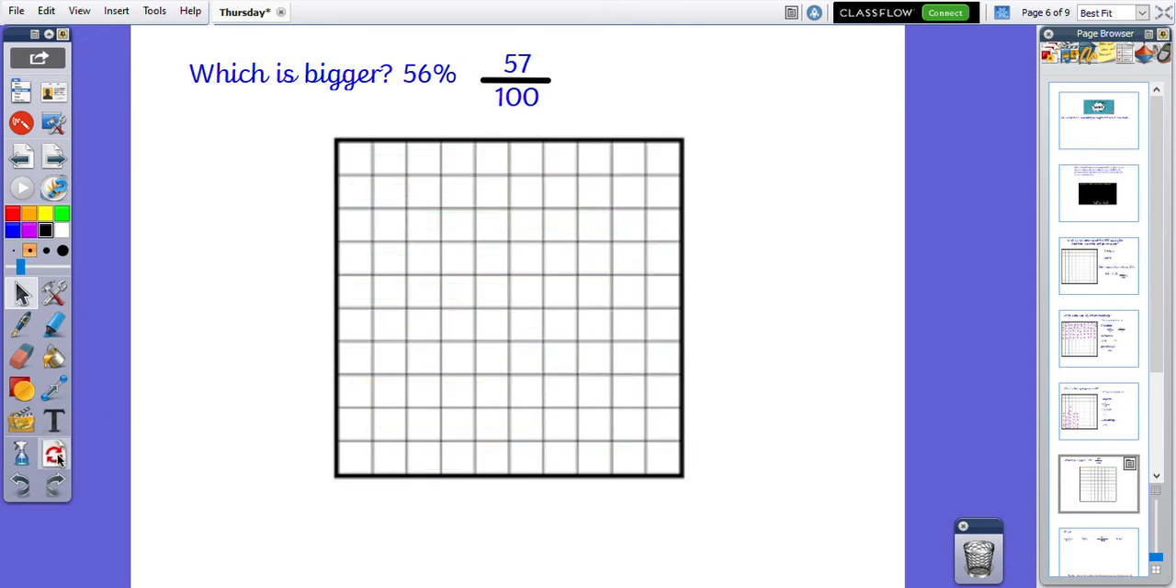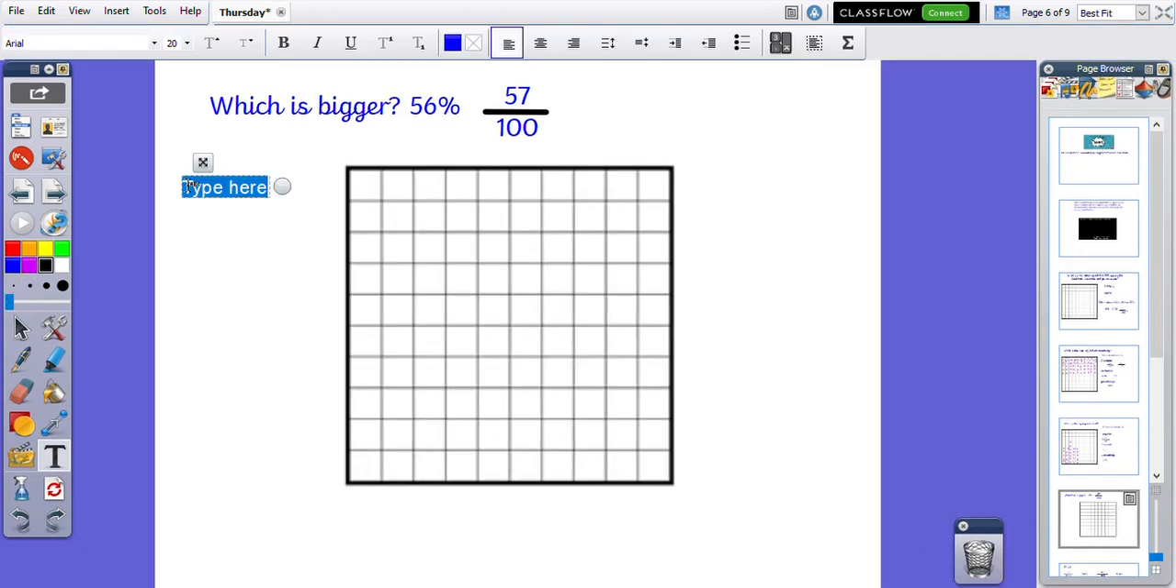Let's try that with a different set of numbers. So let's say we've got 15% and we've got 25 or 35.